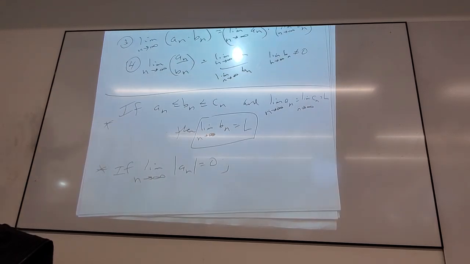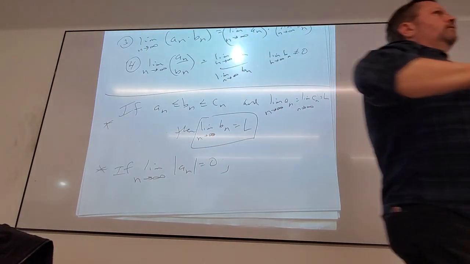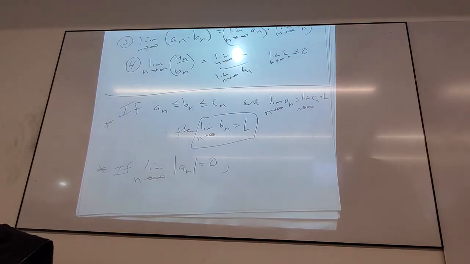If the limit of the absolute value of a sequence is 0, what must be true about the limit of the sequence itself? But the limit's 0. It's got to be 0, yeah. So what kind of a sequence might this apply to most directly? I mean, if the sequence already has nothing but positive terms, this doesn't really mean anything. So what kind of sequence have we seen that this might actually apply most directly to?